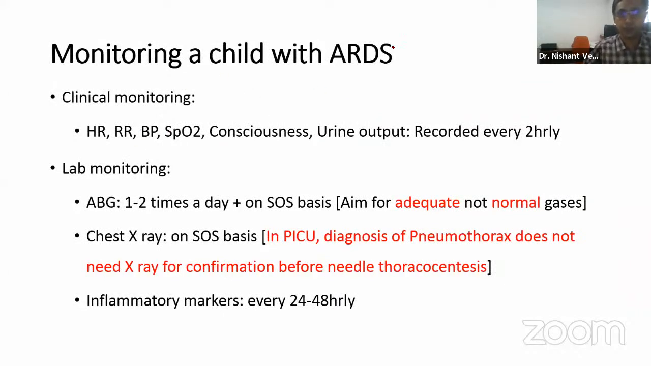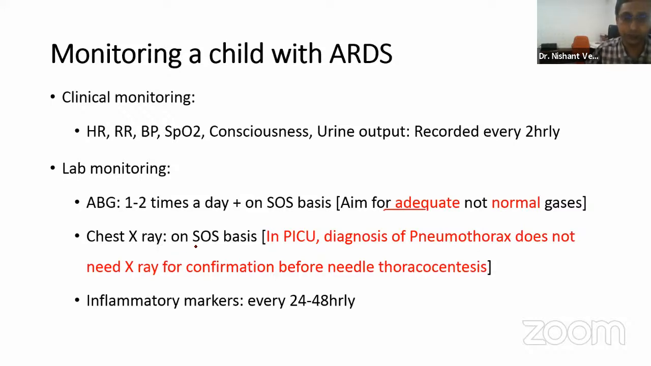What monitoring has to be done in a child with ARDS? In clinical monitoring, you will monitor his heart rate, respiratory rate, blood pressure, saturation, consciousness, urine output. These have to be recorded every 2 hourly. You must keep a monitoring sheet in the PICU where you would chart these vital parameters. Lab monitoring, you would need ABG 1 to 2 times a day and on SOS basis, aiming for adequate, not normal gases.